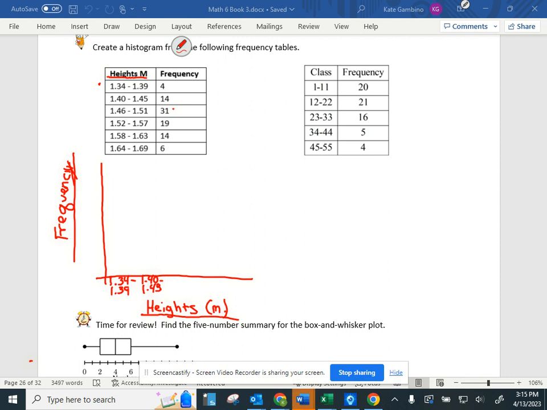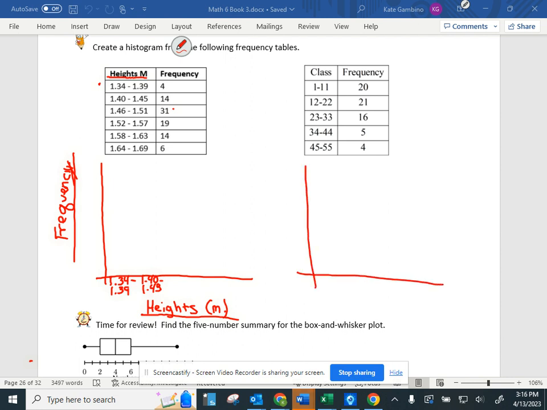Probably not going to want to count by ones. You're probably going to do some kind of skip counting. So you're going to number it going up. Remember that your bars need to be touching on the histogram and they should be the same width. So try your best to make them the same width.